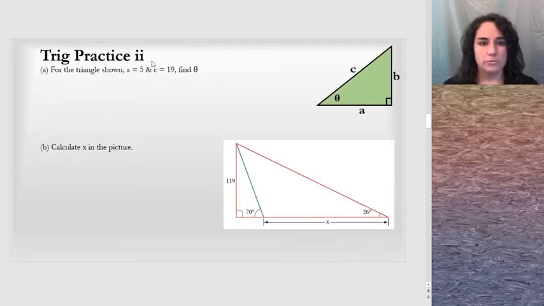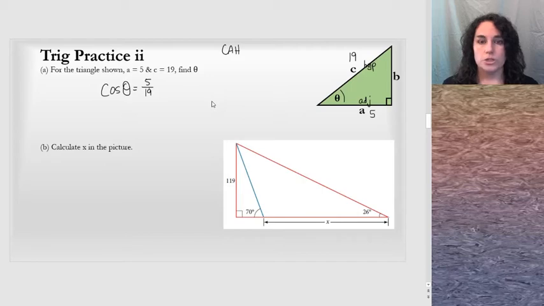I have an example for the triangle shown, this green one here. A equals 5 and C equals 19. So let me put this in there, 5 and 19, I know those two. Let's see, if this is theta, then this is the adjacent leg and this is the hypotenuse. So I have adjacent and hypotenuse. This corresponds to CA, right? So CA, TOA, adjacent and hypotenuse, which means that I need the cosine of theta equals 5 over 19.